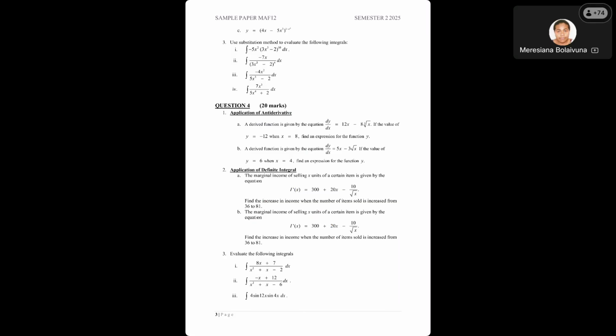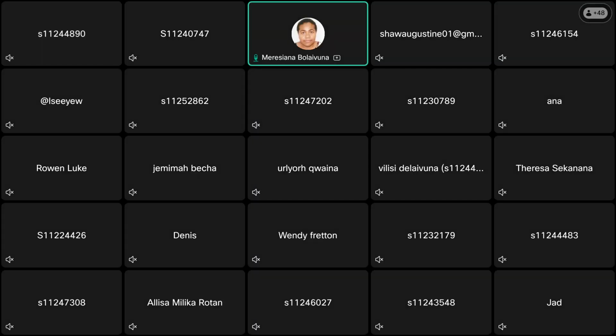So u is equal to 3x squared minus 2 in the first equation, and in the second, the third part is u is equal to 5x cubed minus 2. I want you to differentiate, and the derivative is usually given as du over dx. So du over dx, what is du over dx for the first part? That is equal to 6x.